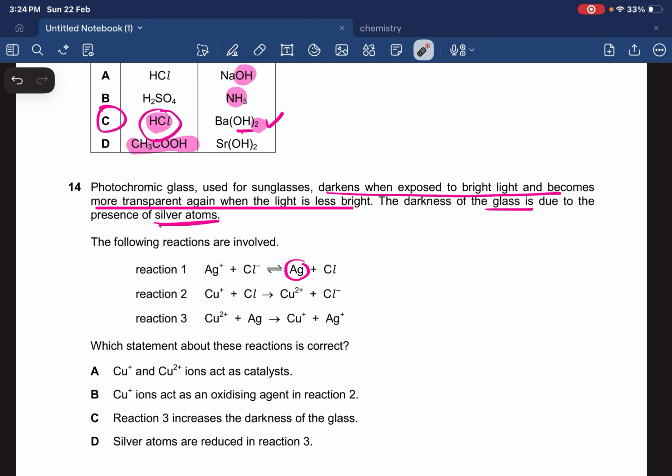Which statement about the reaction is correct? Cu⁺ and Cu²⁺ ions act as catalysts.